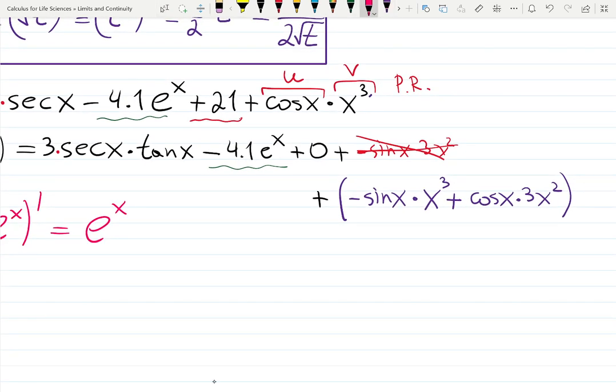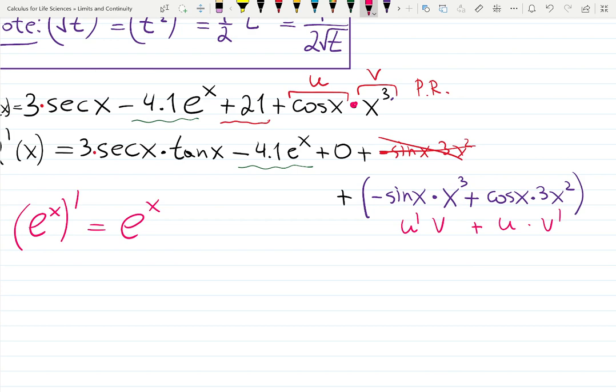This is my product rule. U prime v plus u v prime. So anytime you see a function multiplied by a function, you do product rule. Every time you see a constant multiplied by a function, that is not a product rule.